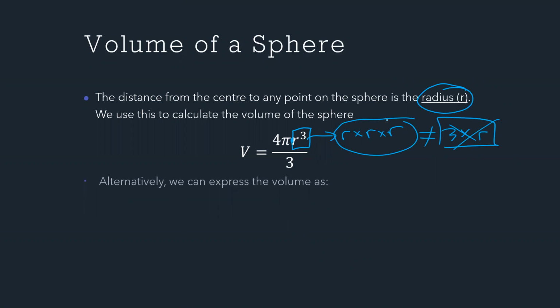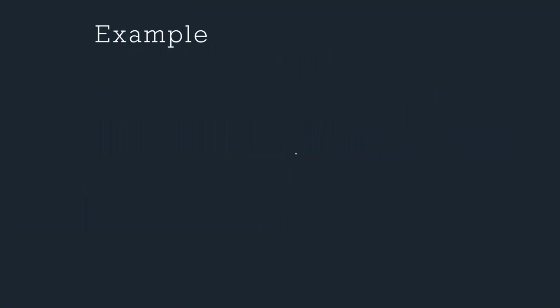And alternatively, there's a slightly different way I can do this. I can actually write this as 4/3 times pi times r cubed. I feel like most people prefer to write it as 4 pi r cubed divided by 3, but you could also think of it as 4/3 times pi r cubed. It's the exact same expression there.